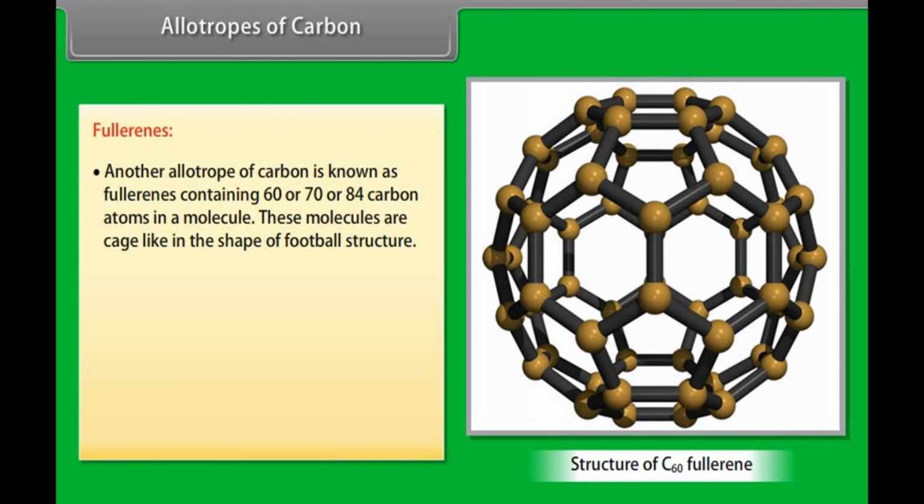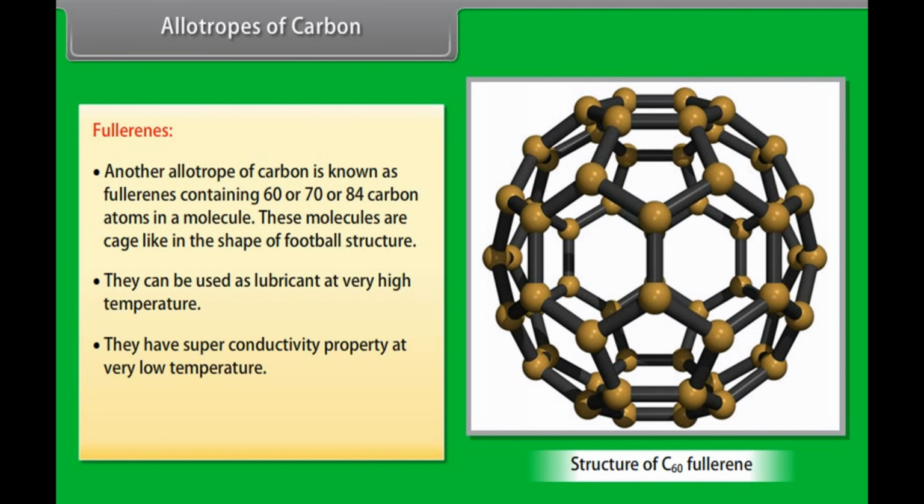Fullerenes. Another allotrope of carbon is known as fullerenes, containing 60 or 70 or 84 carbon atoms in a molecule. These molecules are cage-like in the shape of a football structure. They can be used as lubricant at very high temperature. They have superconductivity property at very low temperature. They find use in the preparation of weightless fiber of high tensile strength.